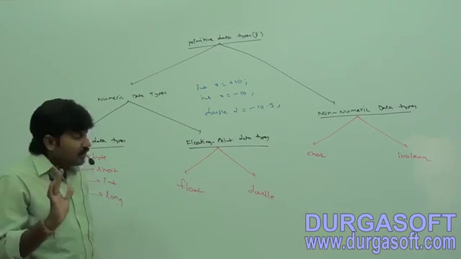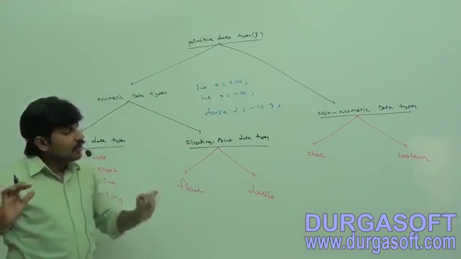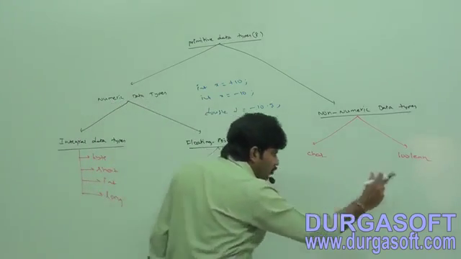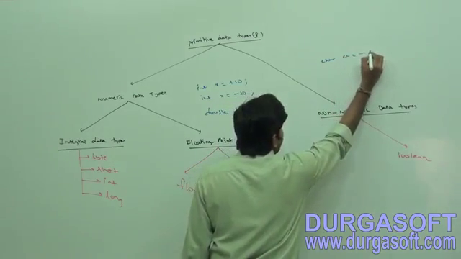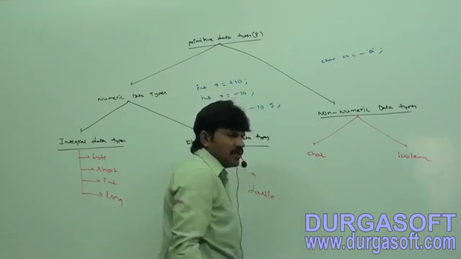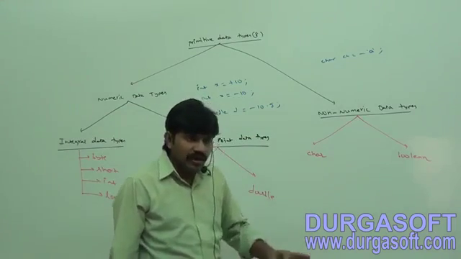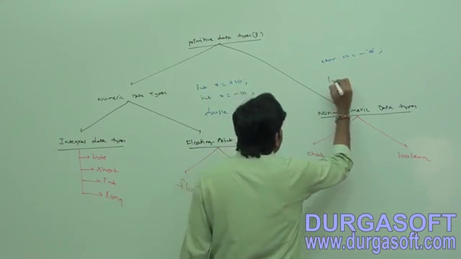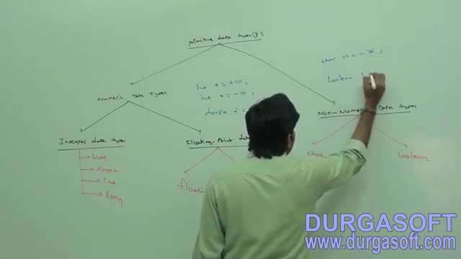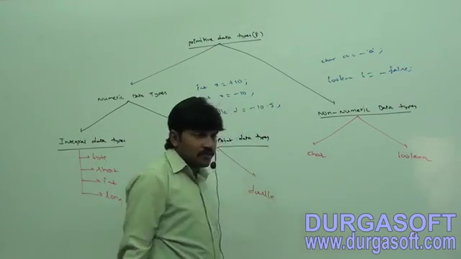If it is numbers, positive and negative have a meaning. But if it is char or boolean, suppose I take char ch is equal to minus a. Is there any meaning? Negative character, positive character? No. Negative number, positive number is there. Boolean b is equal to minus false. Minus false is meaningless.